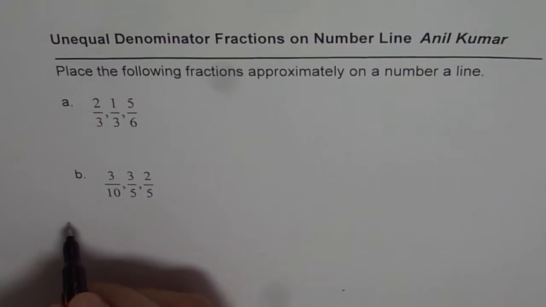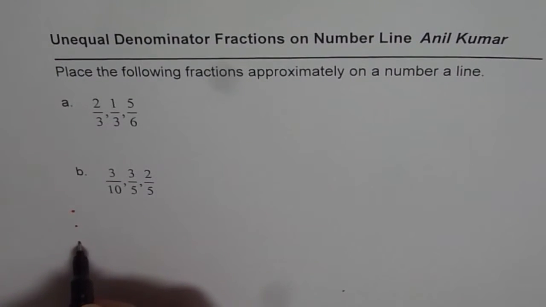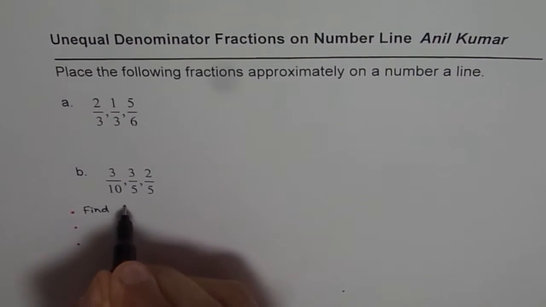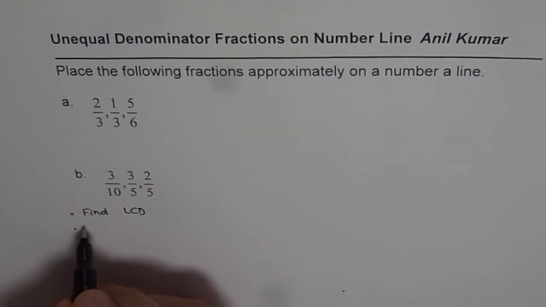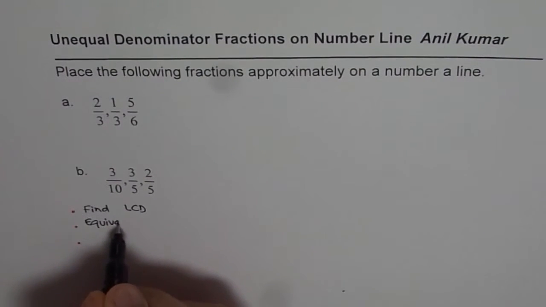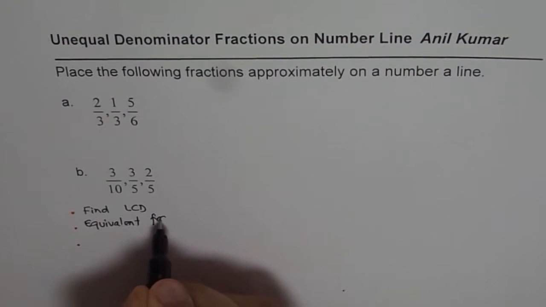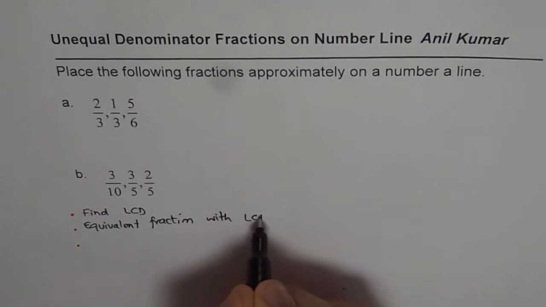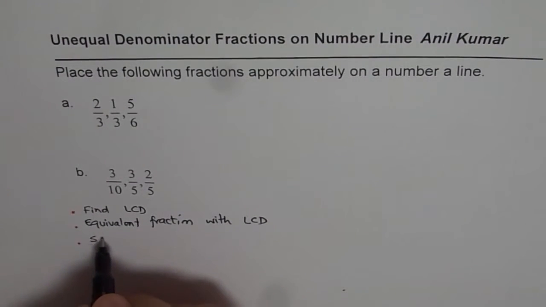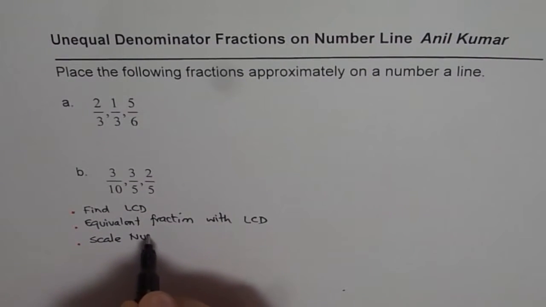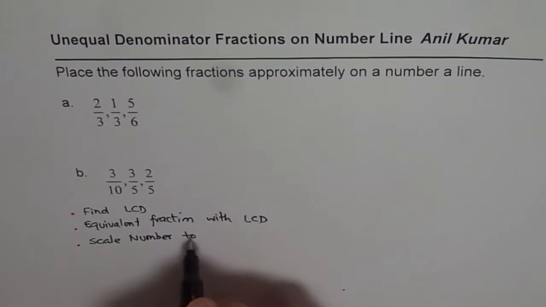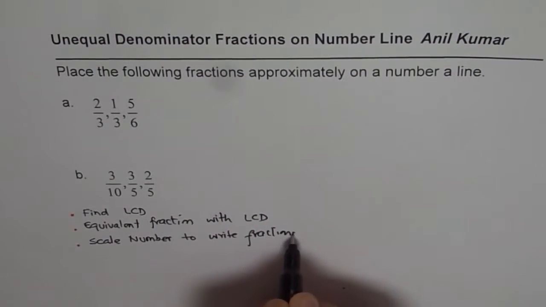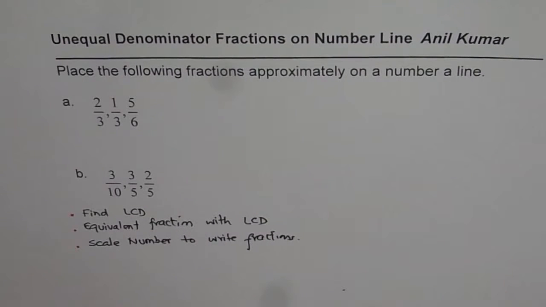So we have three steps basically to be done. First step is to find the lowest common denominator. Second is to write equivalent fractions with the lowest common denominator, and third is to scale the number line to place the fractions, right? So these are the three steps involved. So let's do them one by one.